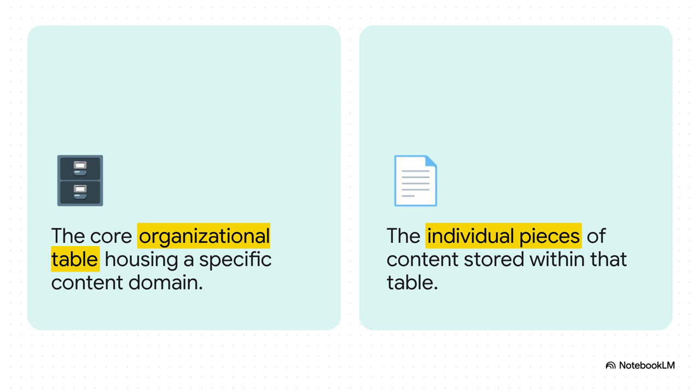Just to make absolutely sure we have our vocabulary straight, let's quickly juxtapose these two core concepts. A channel is your macro container. It's the core organizational table that houses a specific domain of content. An article, on the other hand, is the micro container. It's the individual piece of content, like a news post, a blog entry, or a help page that actually lives within that table. Basically, think of the channel as a massive metal filing cabinet, and the article is the individual, highly detailed piece of paper tucked perfectly inside it.